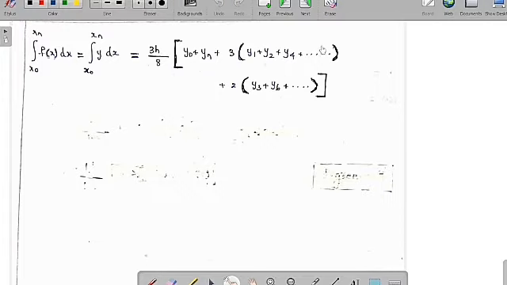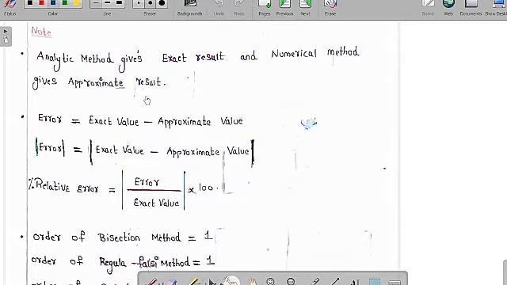So we have learned about the 3 methods: the trapezoidal rule, Simpson's 1/3 rule and Simpson's 3/8 rule. Some more important points of the numerical methods we are going to learn: the analytic method always gives you the exact result and the numerical method always gives you the approximate result. This point I have already told you. Analytical method means the absolute integration is always going to give you the true value or the exact value, whereas the numerical method is always going to give you an approximate result.